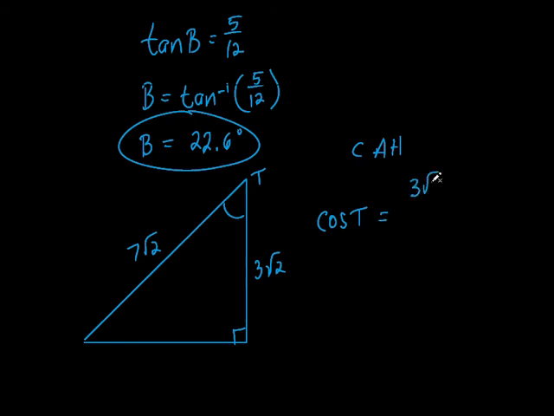Adjacent, 3 square root of 2, over hypotenuse, which is 7 square root of 2. Look, you don't even have to put square roots in your calculator because you can simplify this. Bang, bang. Absolutely. They just cancel each other out. So it's just 3 over 7. All right. So T is equal to the inverse cosine of 3 over 7. And that's what you're putting in your calculator.